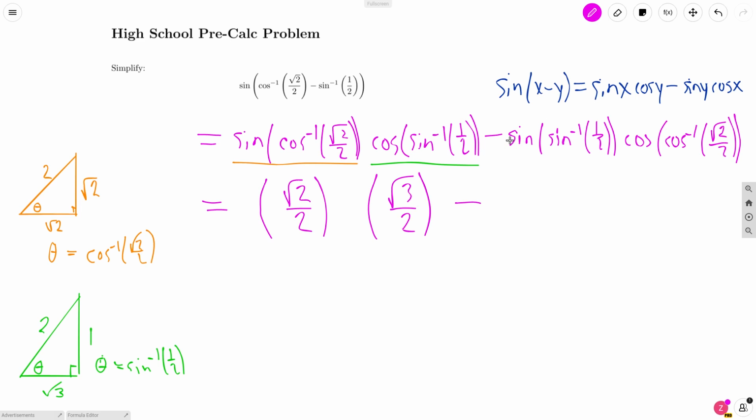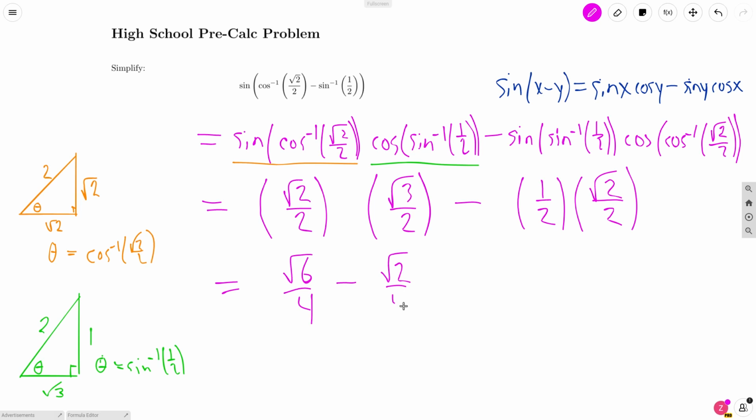Now let's calculate sine inverse of 1/2. This is straightforward. The sine and sine inverse, they're going to cancel each other out. So this is just 1/2. The cosine inverse, those cancel each other out too. So we end up with square root 6 divided by 4 minus square root 2 divided by 4. So this is our final answer.